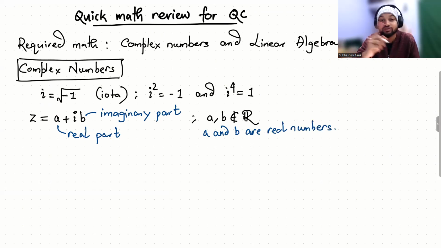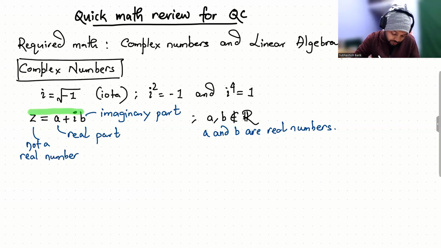Note that z is not a real number, but a and b are real numbers, using which z is constructed. So this is the most basic definition of a complex number: z equals a plus ib, and we represent it in a complex plane, which looks like this.